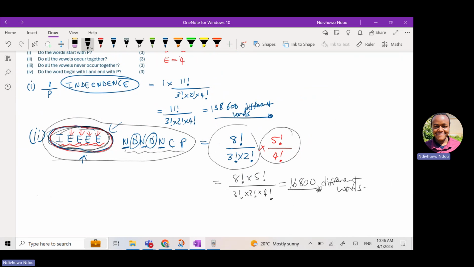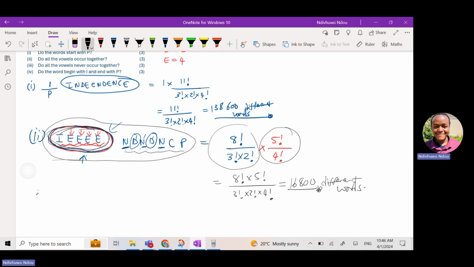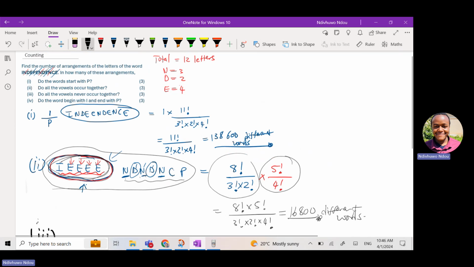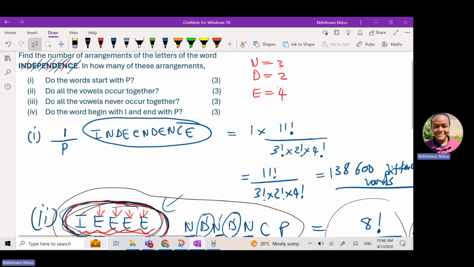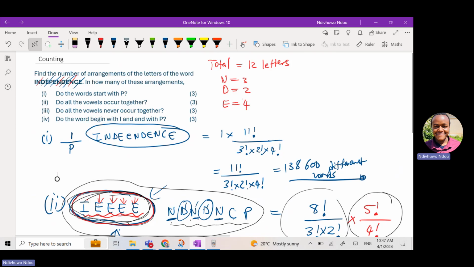Let's go to number 3. Let me just make this bold a bit. So number 3, saying how many of these arrangements are possible if all the vowels never occur together. Okay, this is a bit of a trick question.